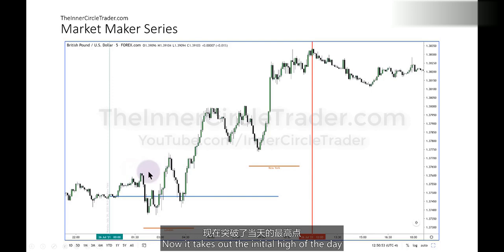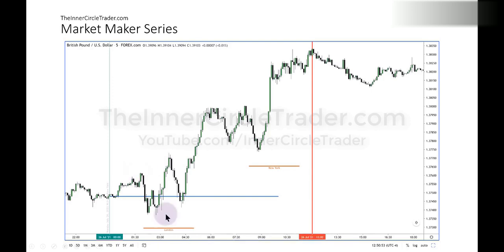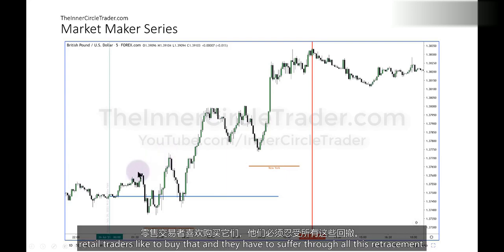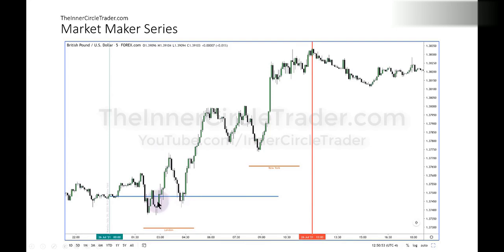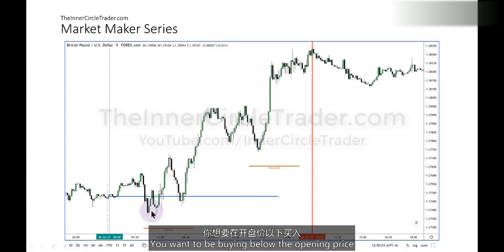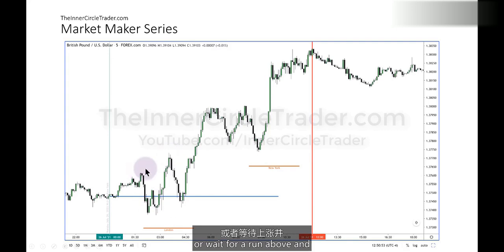Rallies above. Now it takes out the initial high of the day during the London Open Kill Zone. This right here is where retail traders like to buy, and they have to suffer through all this retracement. You want to be buying below the opening price, or wait for a run above and then come back down into the open price. Now we have optimal trade entry there.